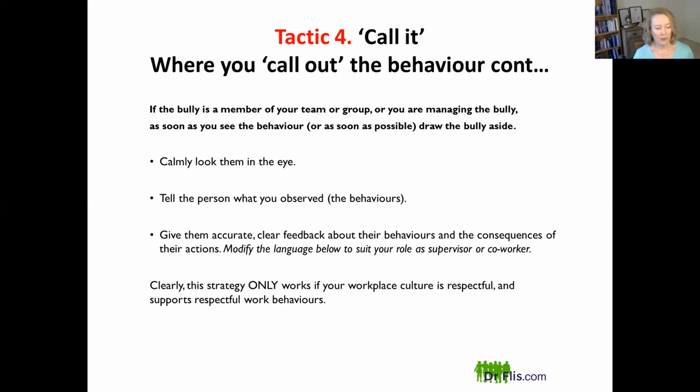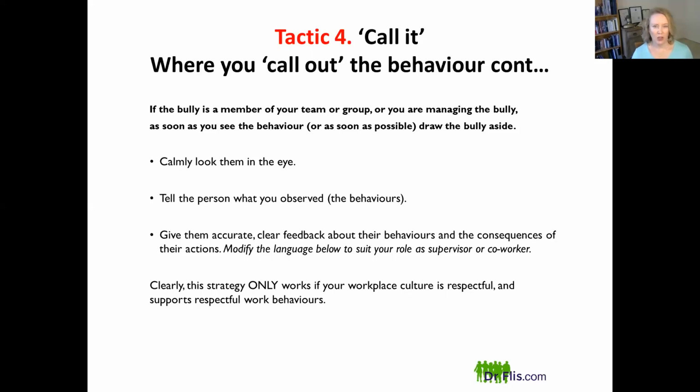So calling it can also mean that if you're a manager or a supervisor, you may need to actually call the behaviour of either a colleague or a staff member. As soon as you see this behaviour, you do need to call it as quickly as you can, so that there's very little time difference between the actual behaviour occurring and you going out and saying that behaviour is not appropriate in this workplace. So calmly again, look them in the eye and tell the person what you've observed, behaviours, give them accurate, clear feedback about their behaviours and the consequences of their actions. So modify this language, obviously, depending on your role.